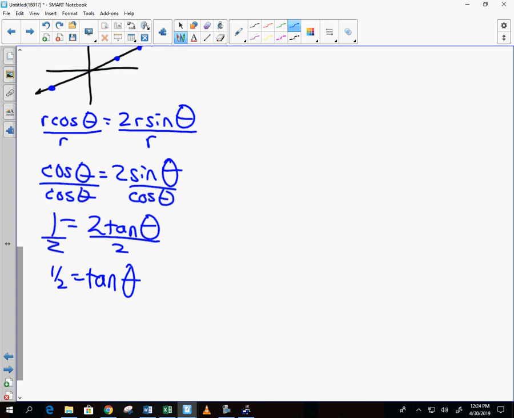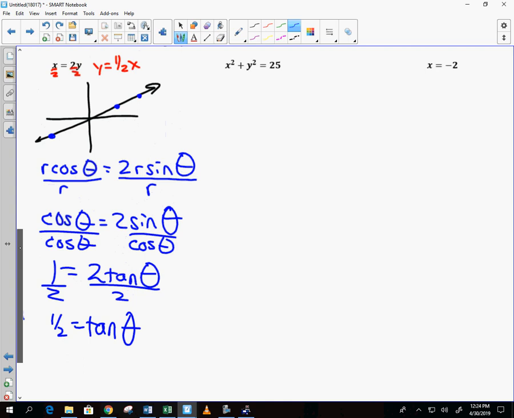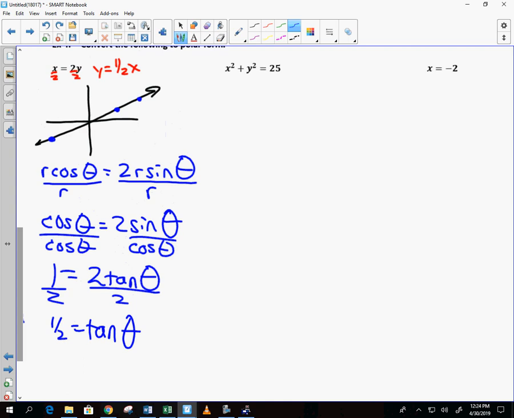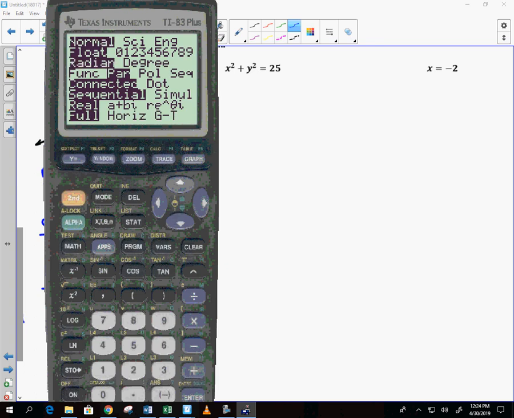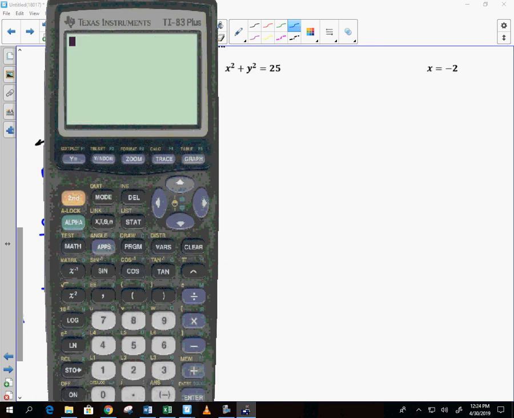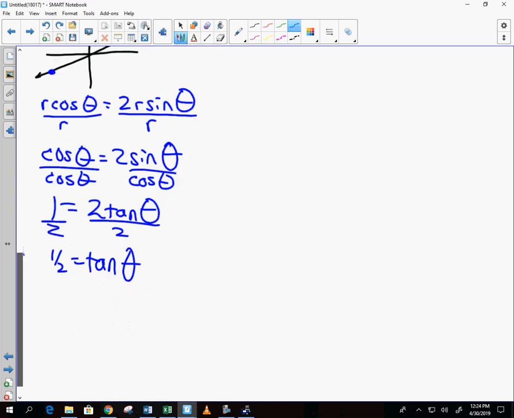Once I get 1 half is equal to tangent of theta, I take the inverse tangent. Well, where is tangent positive? Which quadrants? They're in the first and third. Isn't that where the line is drawn? So I take the inverse tangent. I'm going to work in radians because in polar form we work in radians. So I go to mode, I go down to radians, enter, and I do tangent inverse of 0.5, and I get 0.46. So that means that theta is equal to 0.46.